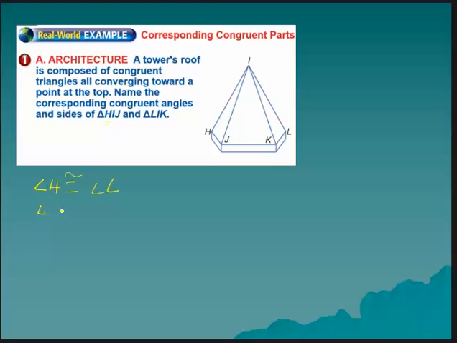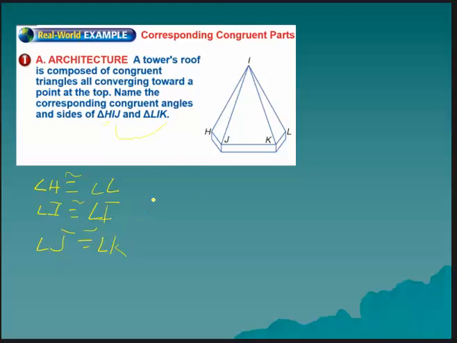And I can just keep going in order. Angle I is going to be congruent to angle I because they're both in the middle. And angle J is congruent to angle K because they both come third. Okay, so we're matching them up in order. I can just look at their name. I don't even have to see the diagram. So that takes care of our congruent angles.